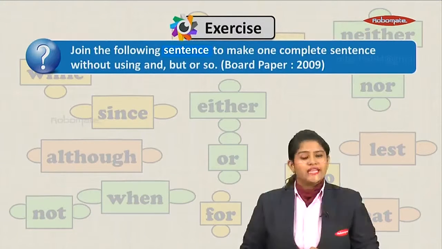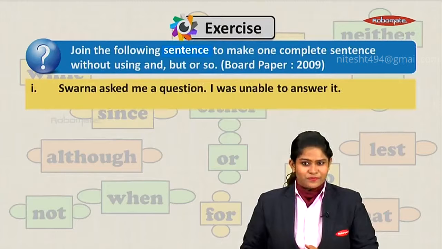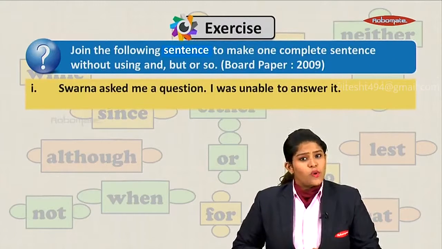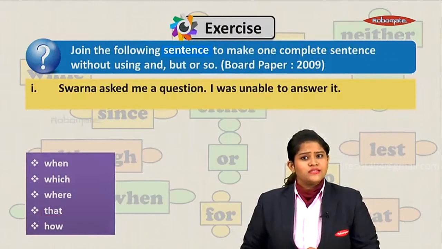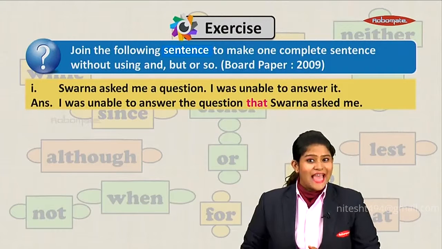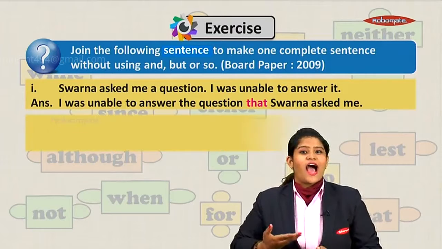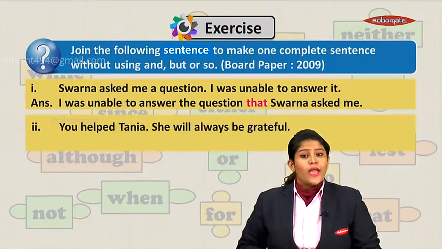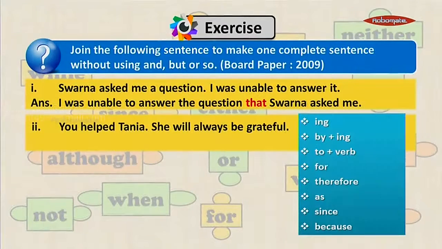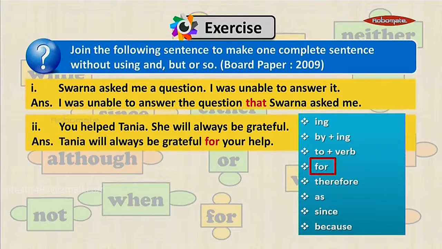Let us have a look at another set of questions. Swarna asked me a question. I was unable to answer it. I could again use that. I was unable to answer the question that Swarna asked me. You helped Tanya. She will always be grateful. So which option could I use here? I could use for. Tanya will always be grateful for your help.